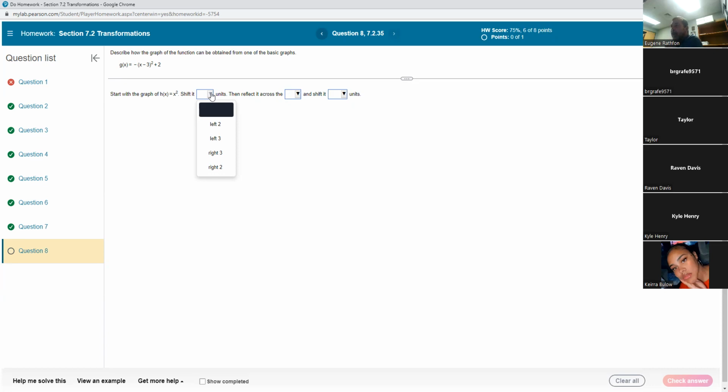Let's see, it's negative, so it went to the right. So y'all got right 3. So we're going to go right 3. Good job. Then reflected across the x-axis. Y'all know there's only one we can choose on here, right? There you go. X-axis is all we're choosing in this section. So I guess y'all have to figure out what that plus 2 is doing. Up 2. All right, so we would check that answer.